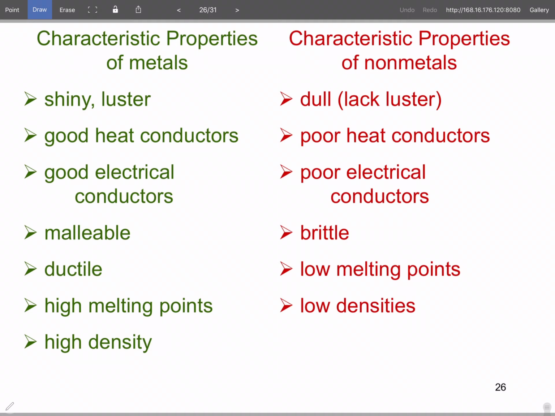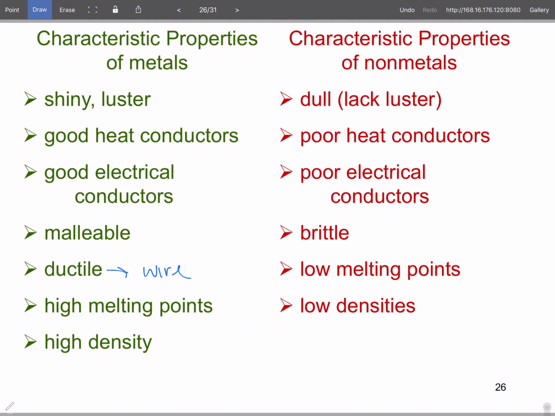Now, what are the properties of metals versus non-metals? Well, metals tend to be shiny, good conductors of heat and electricity. They're malleable and ductile. Malleable means you can pound them into a flat, paper-thin sheet. Ductile means you can pull them into a wire. They have high melting points and high densities.